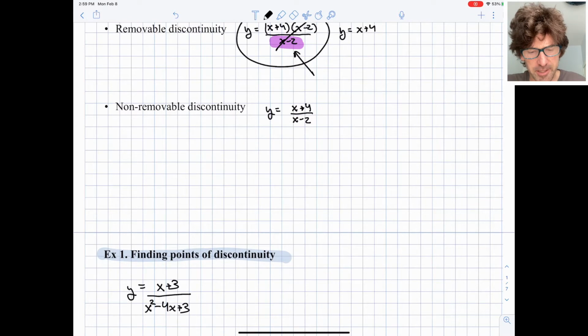A non-removable discontinuity is an asymptote, typically, and in this case, y equals x plus 4 over x minus 2. I hope you can, again, see x is not allowed to be 2 because we would be dividing by 0, but there is no cancellation that could happen above. Okay, so we would end up with an asymptote at this point at x equal to 2, a vertical line that our curve would get closer and closer to but never intersect.